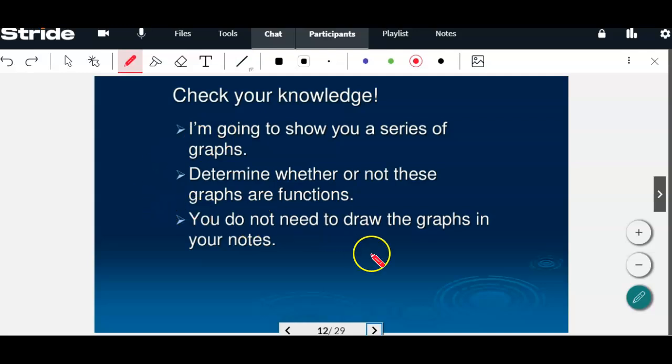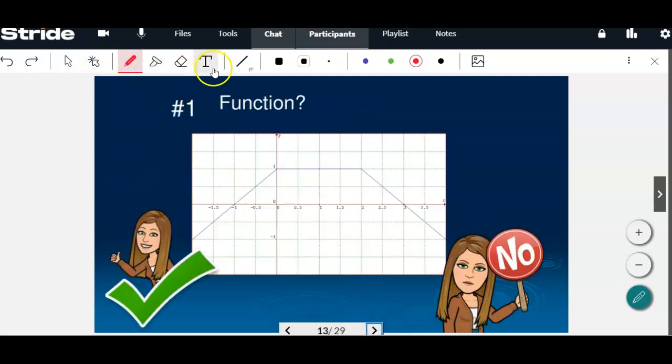All right, we're going to show you a series of slides next. You're going to determine if the graph is a function or not a function. So here we go. Function or not a function.